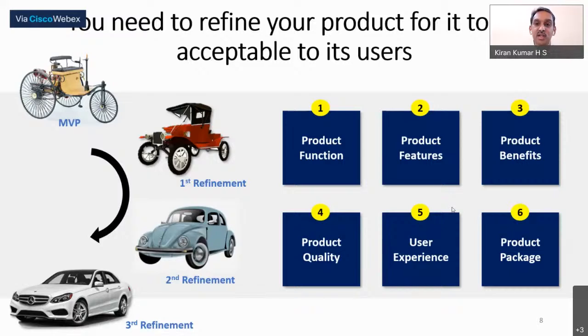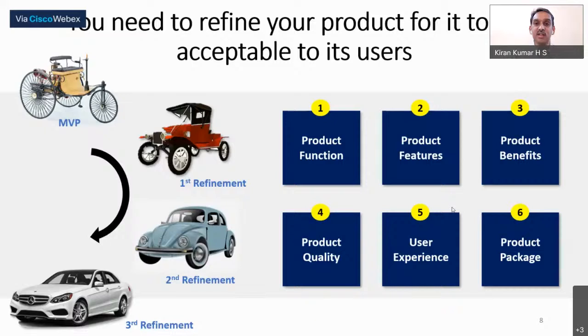And then with the third refinement, it became even more sleek, and it had more space. People could sit comfortably. Maybe it also had air conditioning. It could travel longer distances on the same fuel. So a lot of refinements happened from the initial version of the car to the third version. This process of refinement never ends. It keeps on going. You can keep on refining, but at what stage do you need to make it available to the customer?